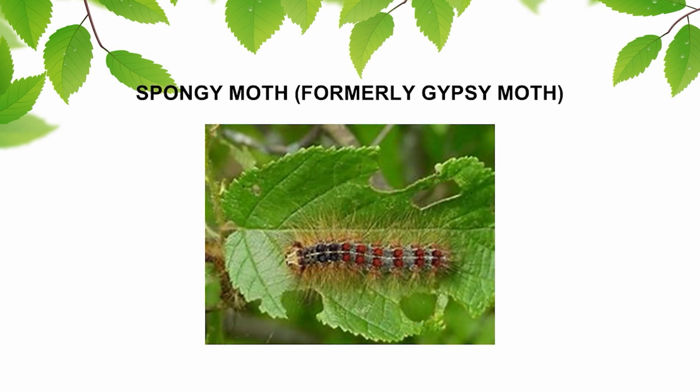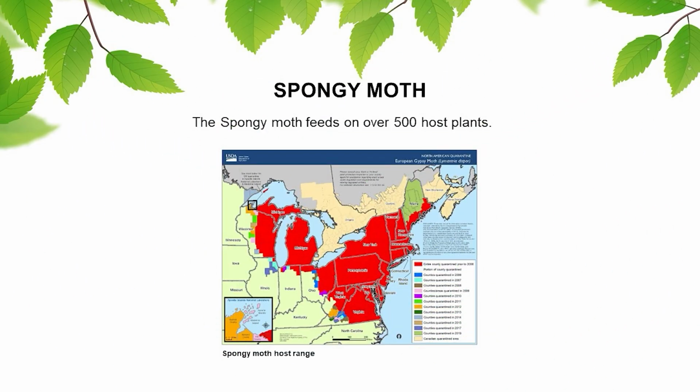Spongy moth, formerly gypsy moth. The name is changed, but all the characteristics remain the same, so let's review. The spongy moth feeds on over 500 host plants. It may be found in most of New England, the mid-Atlantic states, and in parts of the Midwest. The red on this map shows areas that were quarantined in 2008, and the variety of colors outside the red areas show where it has expanded through 2019.